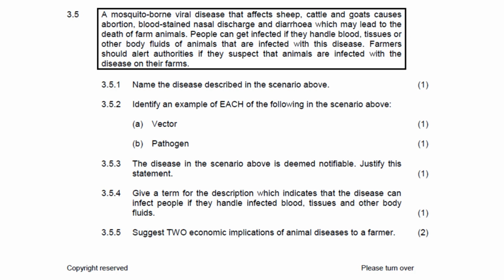All right, now identify an example of each of the following in the scenario above. So A, you are given a vector, and B, you are given a pathogen. So you have been given a scenario. What is a vector there? The vector in this case is the mosquito. Remember, the scenario even tells you a mosquito-borne viral disease. So the vector there is the mosquito, right? This insect basically is the one that transmits the virus to animals.